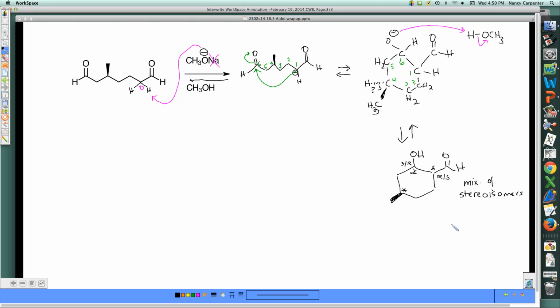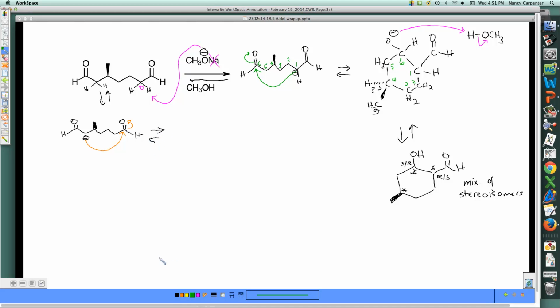Okay, so that's fine and dandy. What would have happened if I had deprotonated at this site? Well, then we have this nucleophile reacting with this electrophile. Same exact mechanism.